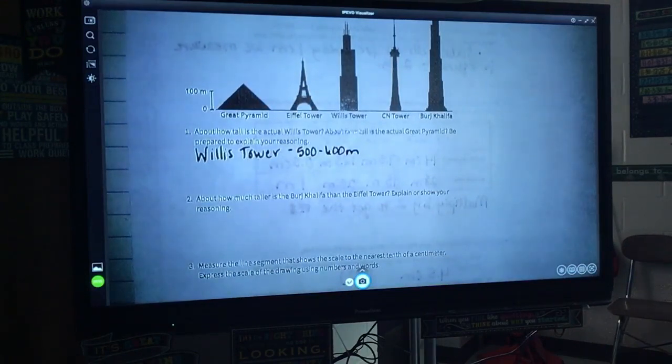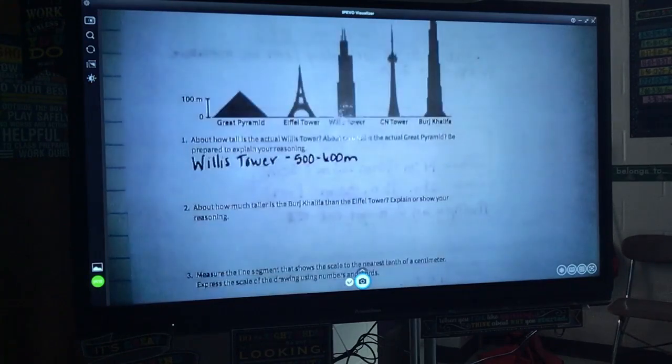Well, because we measured a little line segment on the side, and it was about 0.5 centimeters. So we just saw how many meters it was, and did the math. It was 3 centimeters, which is 6 halves. So it's 600. Okay, all right.